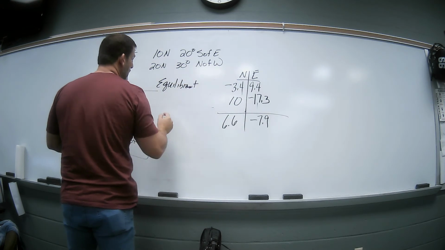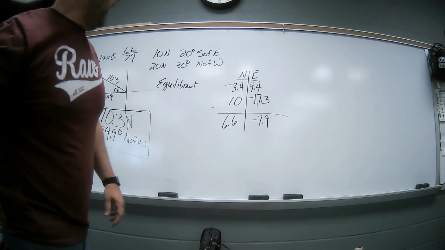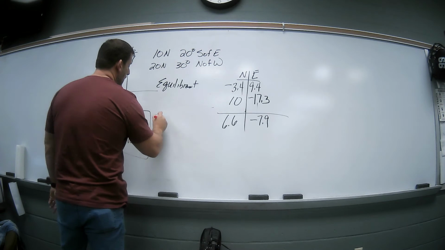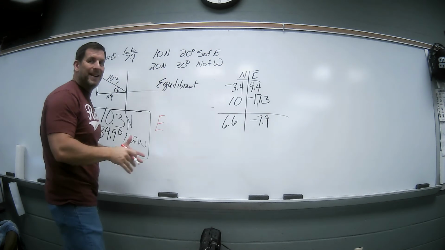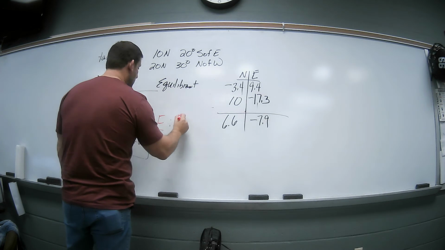All right, the equilibrium looks like this. I'm going to put it in red. And this is what's going to be required of you probably on the homework. You better check it. The equilibrium is the same magnitude, opposite direction. So the equilibrium is going to look like this.